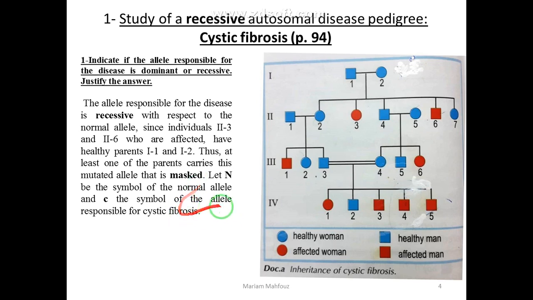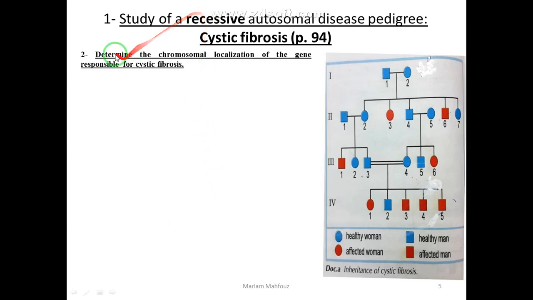Let's move now to the second question, which is about determining the chromosomal localization of the gene responsible for cystic fibrosis. To answer such a question, we have to follow a rule called the elimination rule. Elimination rule means that we have to suppose that the allele of the disease, or the gene, is localized on all kinds of chromosomes that exist in our cells.